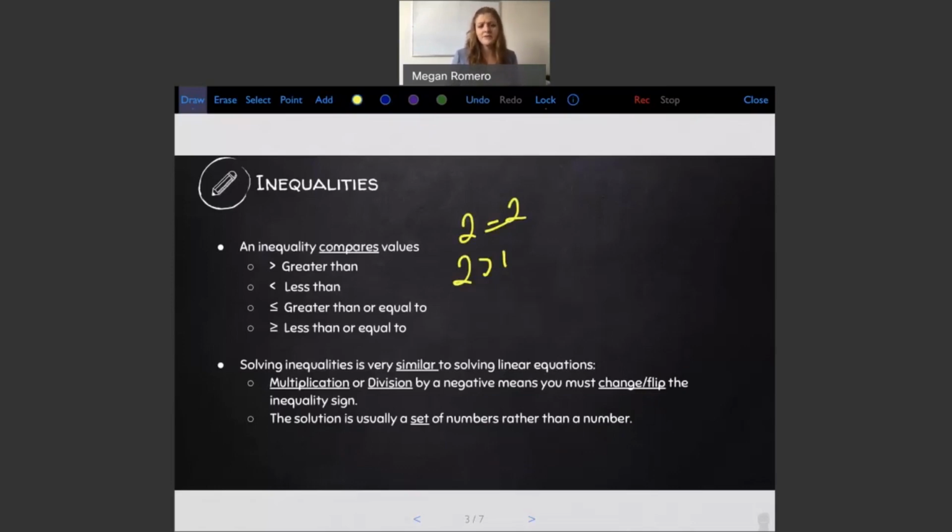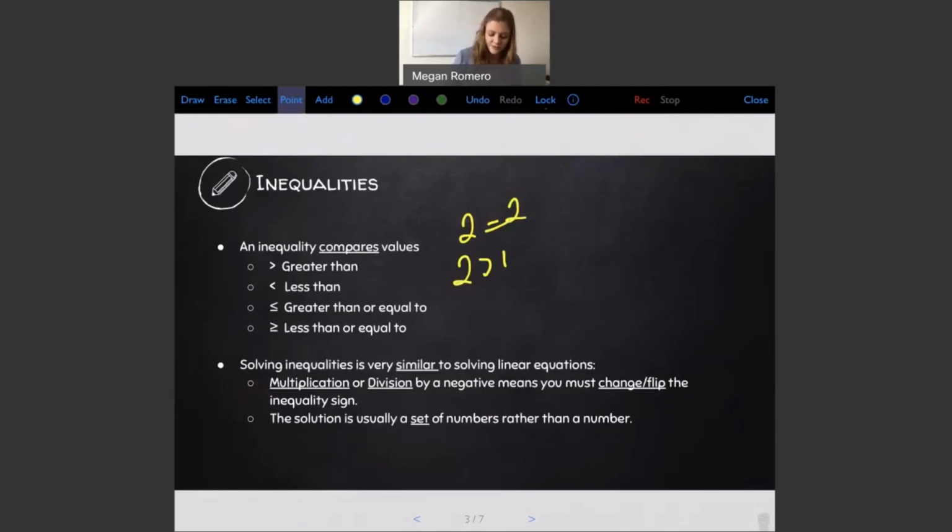Something to keep in mind with solving inequalities is that it is very similar to solving linear equations, but there's a couple things to note. Multiplication or division by a negative means that we must change or flip the inequality sign. And then the solution is usually a set of numbers rather than just a number.